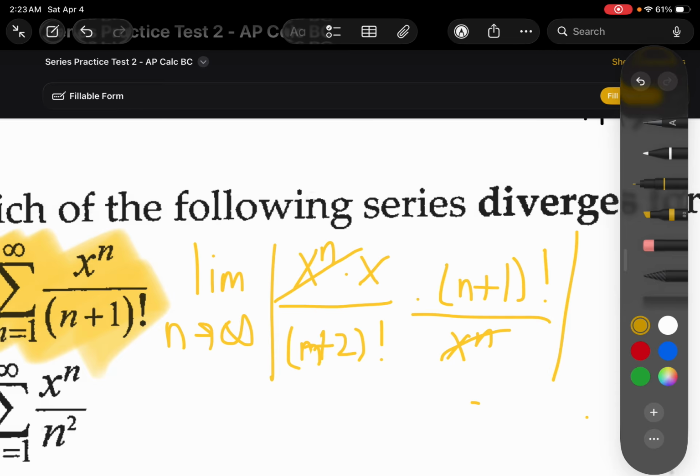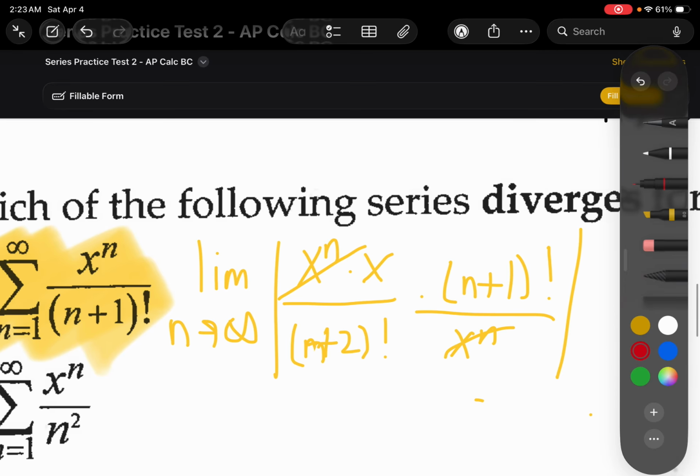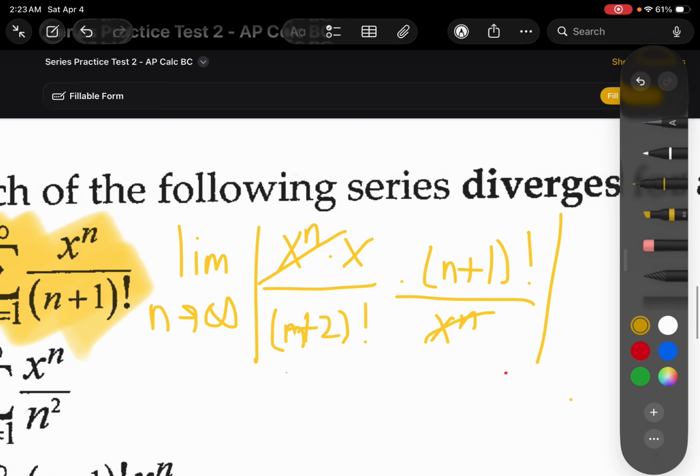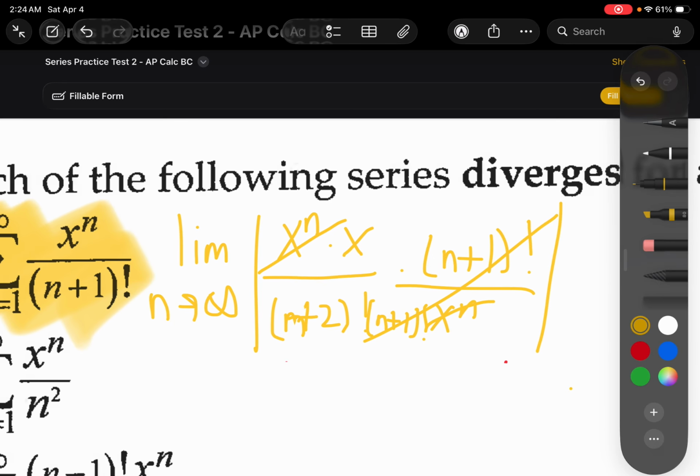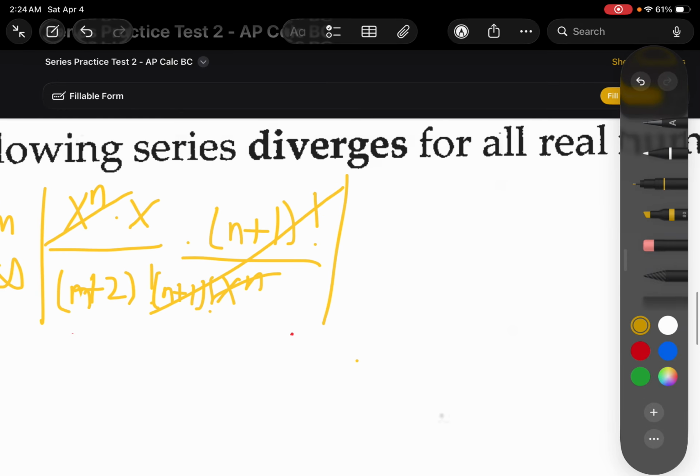We can cancel those. And n plus 2, remember that, memorize the strategy of factorials: n plus 2 times the sum of all terms before that. Alright, take note of that. And let's replace that with n plus 2 times n plus 1 factorial. Those cancel out. So it's going to be x times 1 over n plus 2.